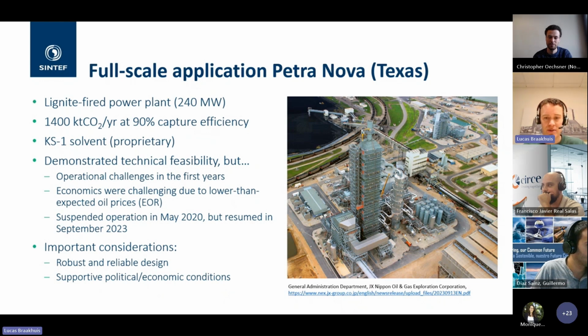What caused these plants to suspend operation was the lower than expected oil prices. So the CO2 that was captured was used for enhanced oil recovery. But yeah, due to the low oil prices, the economics didn't work out. Some takeaways from this project is really to try and come up with a robust and reliable design, and also to make sure that there's plenty of supportive political and economic conditions, because those were important for this project.